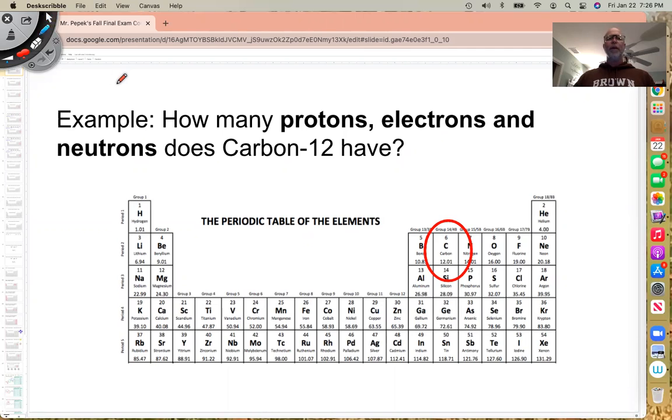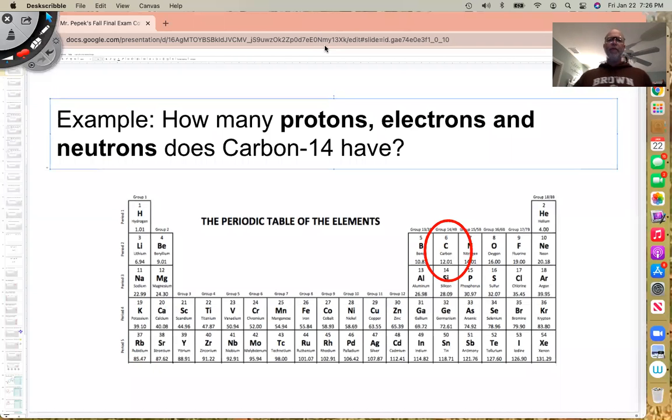So let's just start off with how many protons, electrons, and neutrons does carbon-14 have, ladies and gentlemen? Well, let's take a look. So carbon-14 is made up of carbon, which we can see right here. The protons are positively charged. And that little number right there, that's the number of protons. The electrons normally equal the number of protons in a neutral atom, okay?